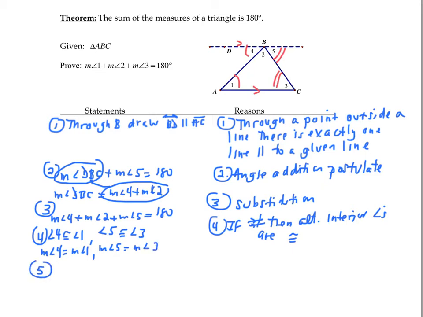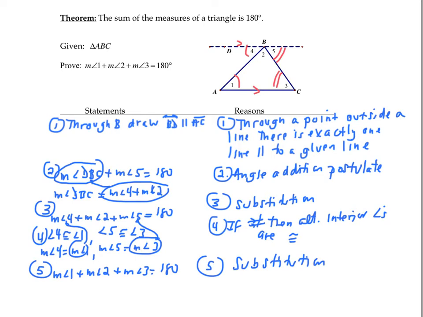And that allows us to do substitution in our final step. We're going to take out the measure of angle 4 and replace it with the measure of angle 1. We're going to take out the measure of angle 5 and replace it with the measure of angle 3. So then we'll have an equation that says the measure of angle 1 plus the measure of angle 2 plus the measure of angle 3 is equal to 180. And that's by substitution.